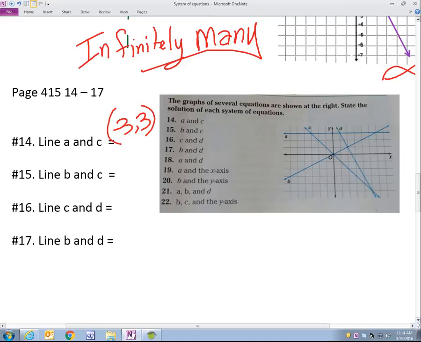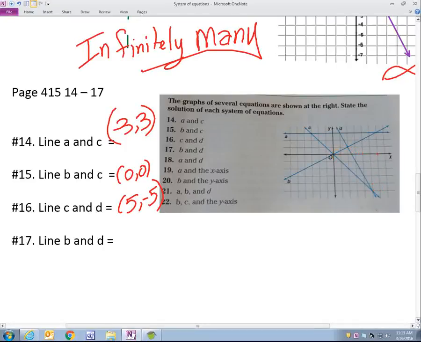Line B and line C, so I'm looking at line B and line C. Those two meet at the origin, which is what? 0. Good, 0, 0. Then we have line C and line D. 1, 2, 3, 4, 5. Oh, wait, it's 5, -5. 5, -5, yeah.